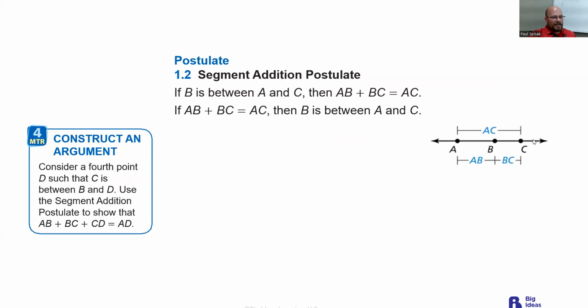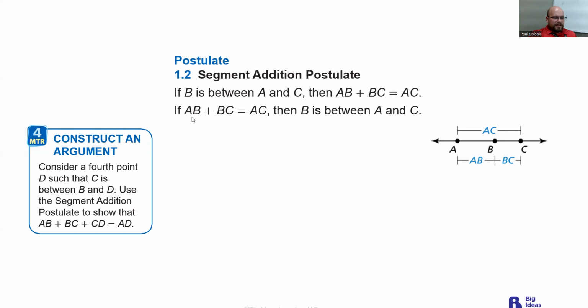All right, so now the segment addition postulate. If B is between A and C, then the length of AB plus the length of BC is equal to the length of AC. Again, notice how I read that. The length of AB plus the length of BC is equal to the length of AC. So again, we're adding up the lengths to get the overall length of the entire segment AC.